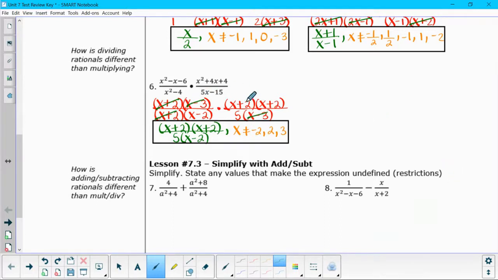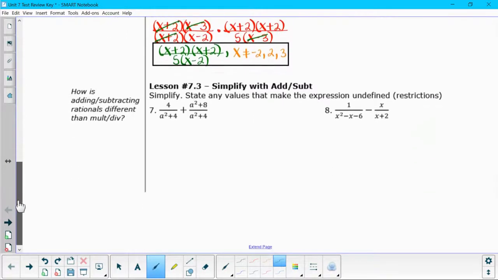And remember, you cannot cancel if they are next to each other or on the same position, numerator or denominator. So I do have to keep these x plus 2's there. X plus 2 times x plus 2 all over 5 times x minus 2.